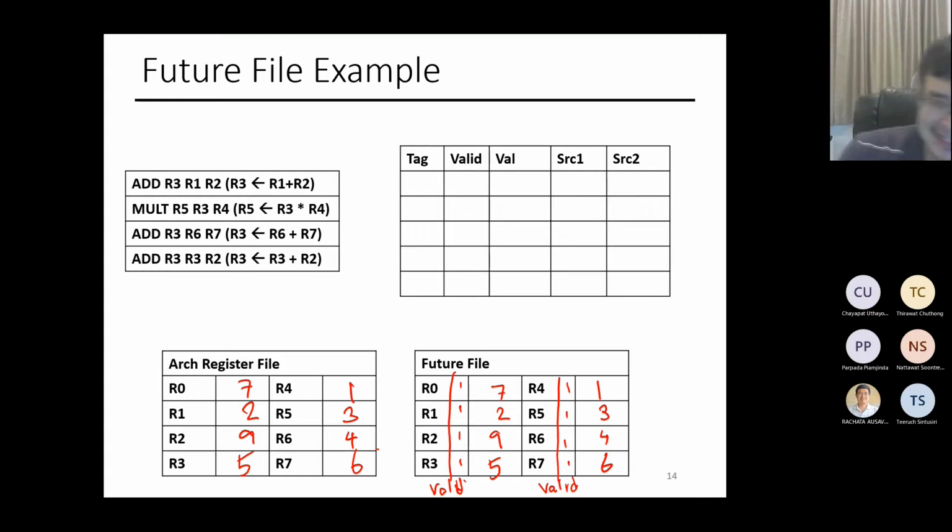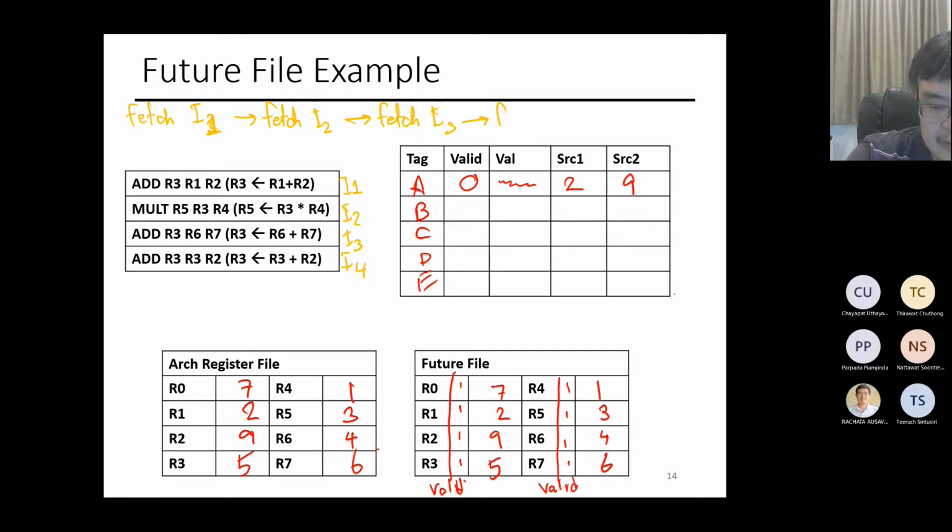All right, so let's do this. I have the add instruction coming in. I want R1 and R2. R1 is 2, R2 is 9. I don't know the value yet. It's not valid. Again, the tags are A, B, C, D, and E. Okay. So I'll use a different text to denote instruction 1, instruction 2, instruction 3, instruction 4. And the sequence, let's say, is this: fetch instruction 1, fetch instruction 2, fetch instruction 3, and then fetch instruction 4. And we'll continue on with what happened afterwards.